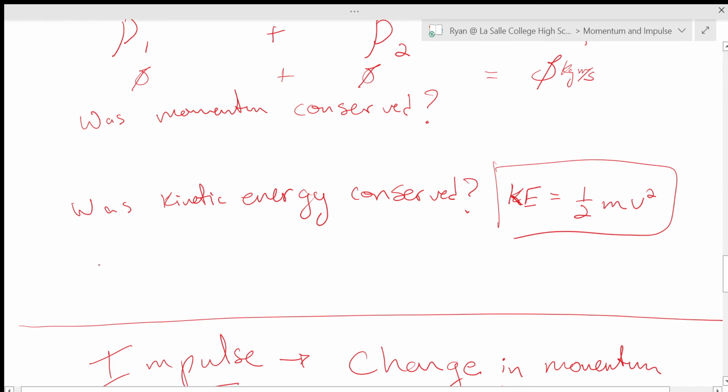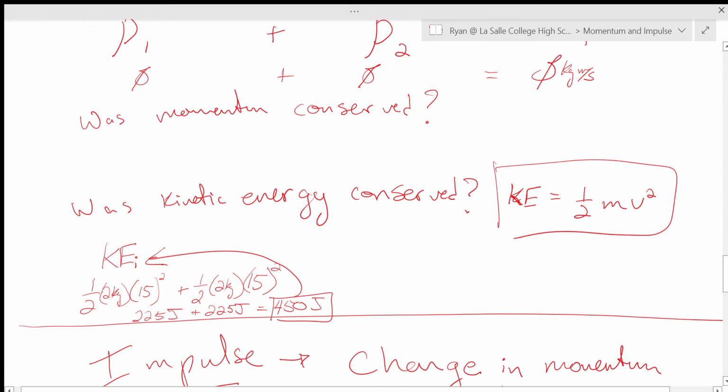So kinetic energy of object 1 initially was 1/2 the mass times the velocity squared. But I can't forget object 2 also has energy of 2 kilograms times 15 squared. Now look, I didn't put a negative sign in, and that's because energy is a scalar. So we end up with 225 joules from object 1, 225 joules from object 2. So we got 450 joules of kinetic energy initially.